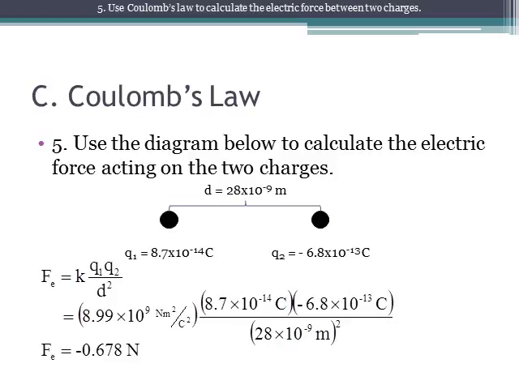The answer I get here is a negative 0.678 newtons. Ask yourself, why is that negative? The reason it's negative is because these two charges are opposite. One of them is positive, one of them is negative, so that means the force will be attractive. Thus we get a negative electric force there. Those two charges will be attracted towards each other if they are in fact this close together as we're seeing here. And there's my note there on the negative force, means that the force is attractive.